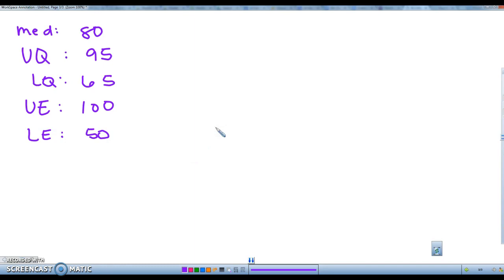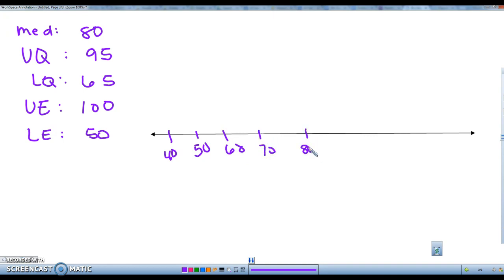And then what we're going to do is we're going to go ahead and draw the plot. We're going to draw a number line. And we know how to do this. Because all my numbers are 50, 60, 70, 80, 90, 100, I'm going to count by tens. So I may start my number line at 40 and count by tens. And we'll do it just like that.